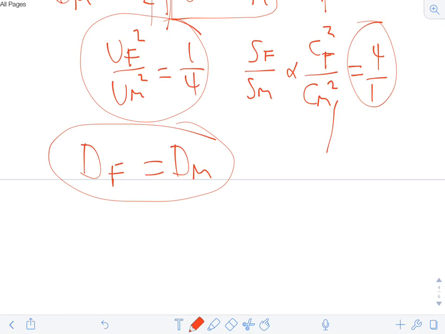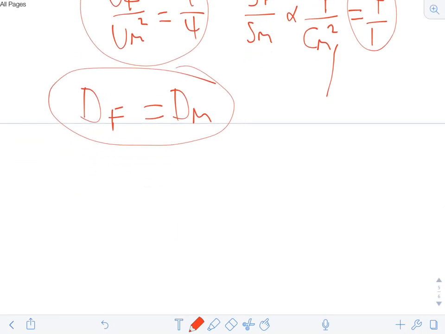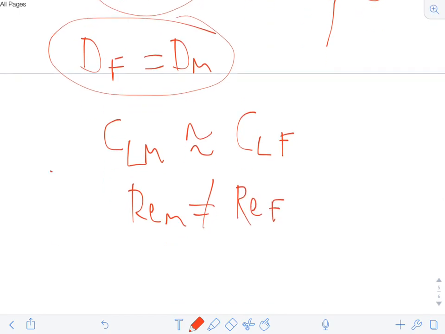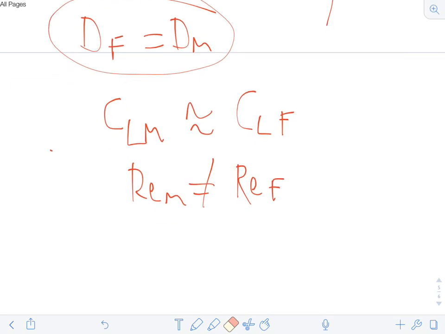The drag coefficient in particular, if you're thinking about frictional drag, is highly dependent on the Reynolds number. If you can't match the Reynolds number, then you can't match the frictional drag coefficient. So you may be in a situation where you have CL of the model approximately the lift coefficient of the full scale, even if Reynolds model is not equal to Reynolds full scale. But this does have the assumption that you must maintain the same angle of attack, that you are really in that linear range, and that your Reynolds numbers are not significantly different.